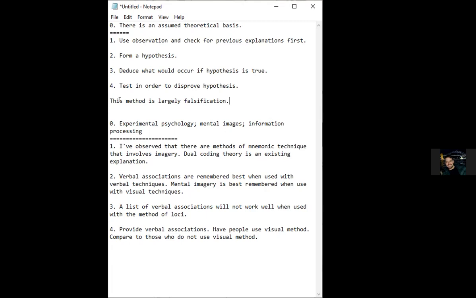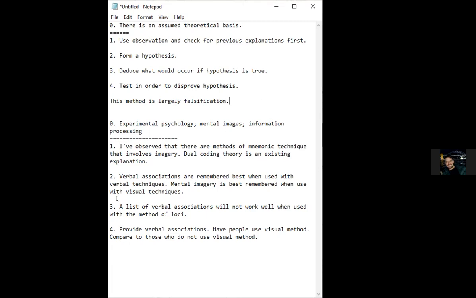So I take that theory, go to number 2. I make a hypothesis about my observation. Why do mnemonic techniques work well? Verbal associations are remembered best when used with verbal techniques. Mental imagery is best remembered when used with visual techniques. Pretty simple. Then if that is true, what would occur?